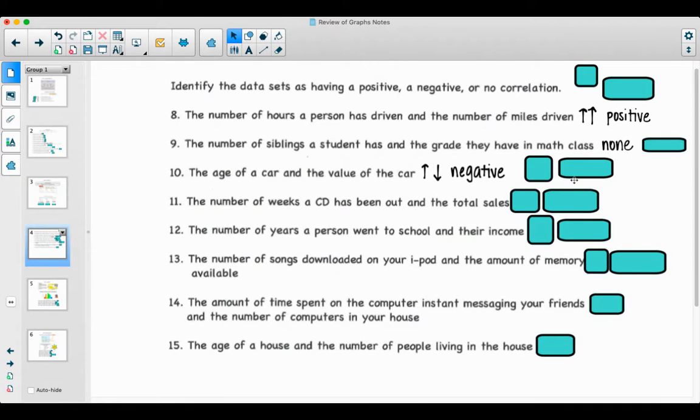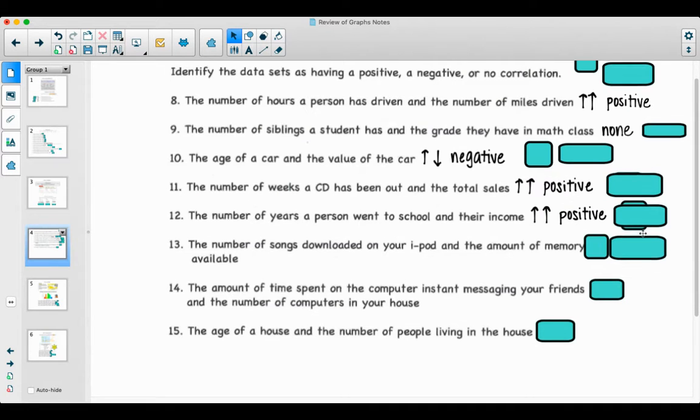In practice problem number 11, the number of weeks a CD has been out and the total sales. Hopefully, as the number of weeks goes up, the total number of sales would also go up. So we would say this would be positive. The number of years a person went to school and their income. Hopefully you would say the more you go to school, the more your income would increase. So we would say a positive correlation.